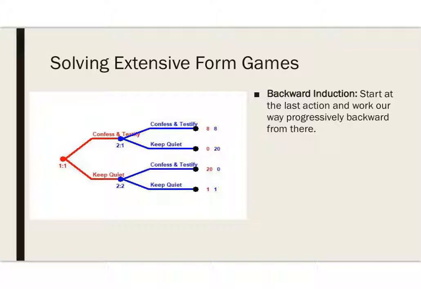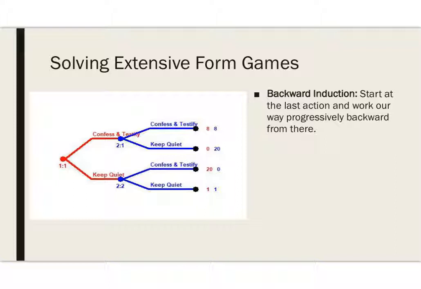We solve this through backward induction. And what backward induction says is when we have a game where the moves are sequential, we start at the last player to move, and some people refer to it as trimming the branches. We start eliminating strategies that we know they won't choose.